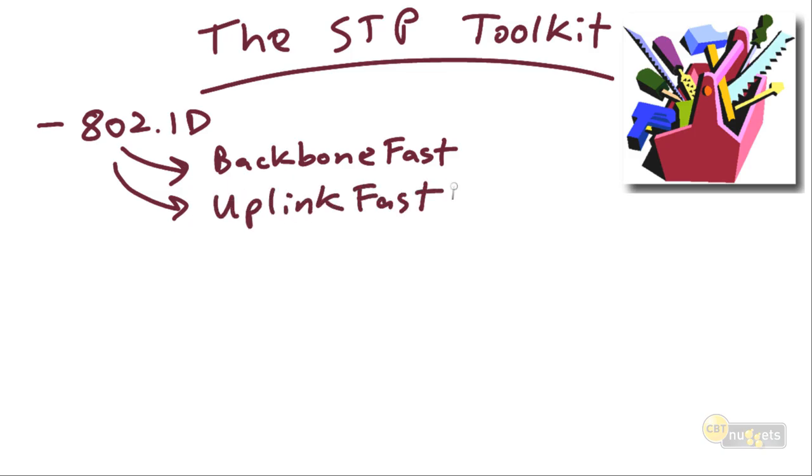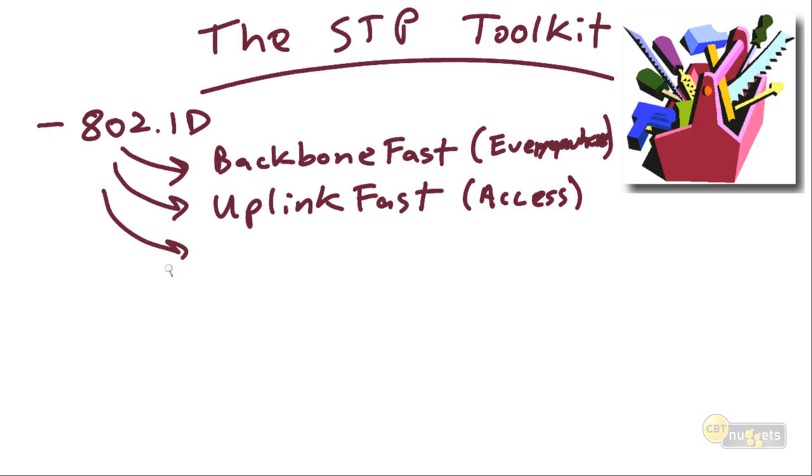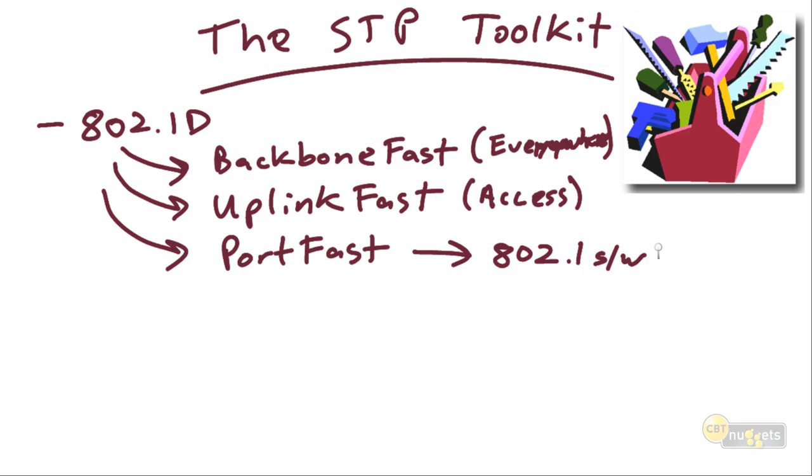Uplink Fast is a Cisco invention for improving convergence when there is a failure of a directly connected device. We use this specifically at the access layer of our infrastructure. Backbone Fast is used everywhere. So let's go ahead now and talk about another one, and that is Port Fast. With Port Fast, this is going to actually live on in an 802.1w type of environment as well.